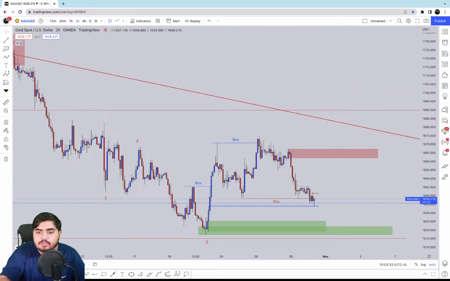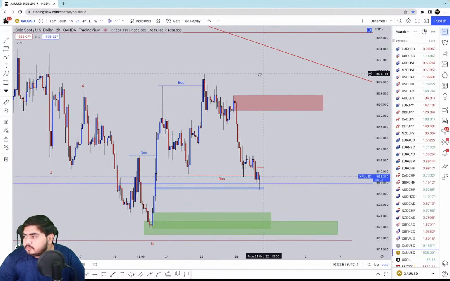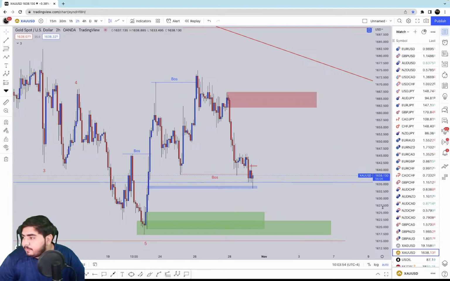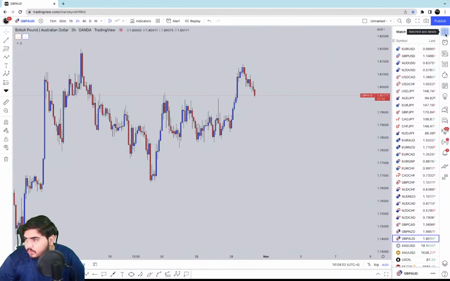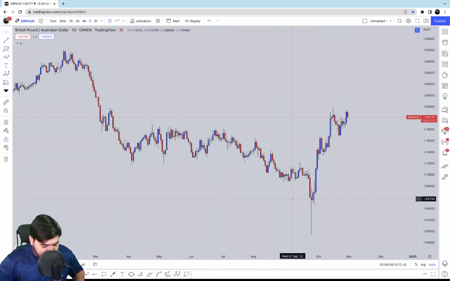Again, let me just recheck. Okay, there we go. And now let's move forward toward the other pairs. So what I'm gonna do is, first of all, let's start from GBPJPY. Let's start from GBPJPY. This is a clean chart of GBPJPY. Let me have a look at the daily time frame first of all.